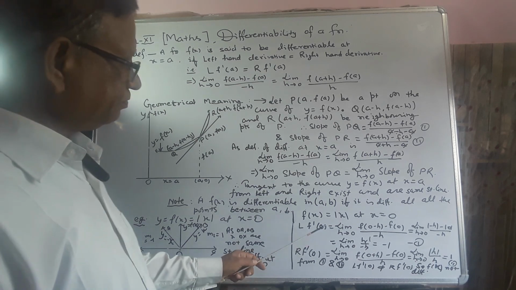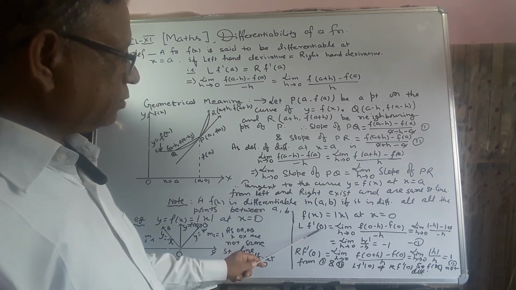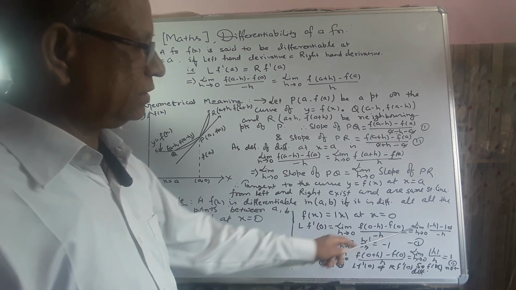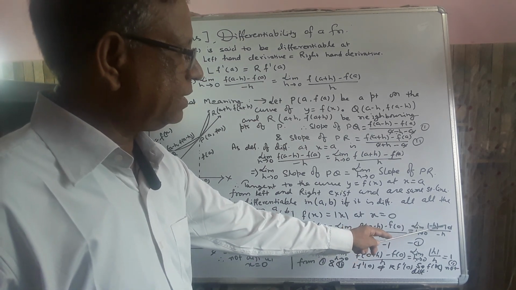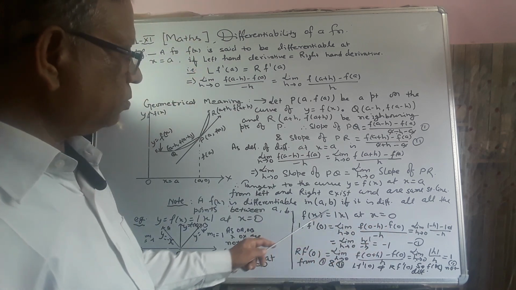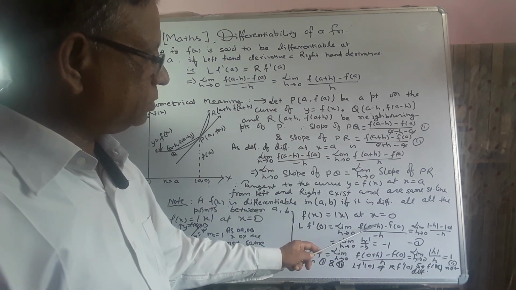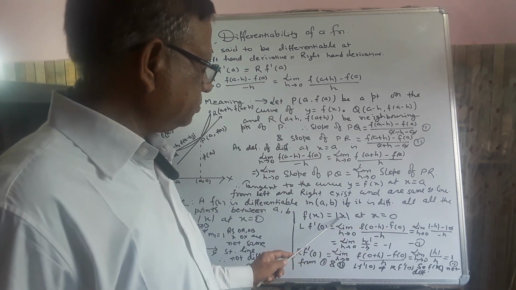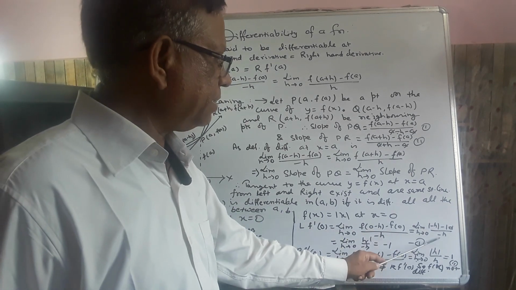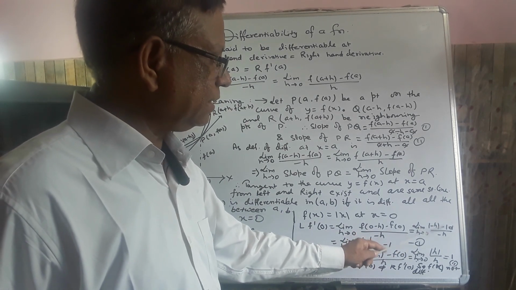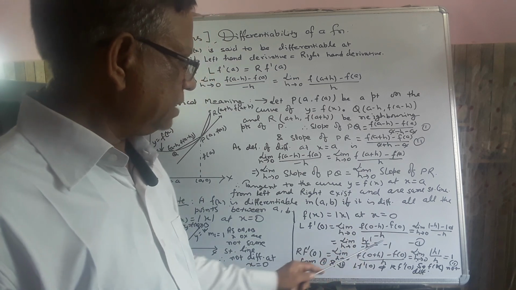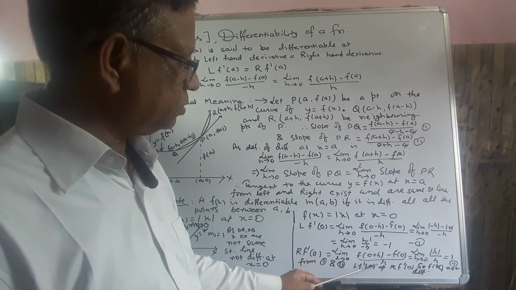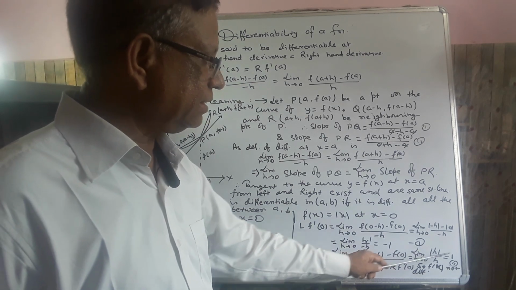Mathematically we can do it. Left derivative at 0: limit h tends to 0 of function of 0 minus h minus function of 0 by minus h, that is limit h tends to 0 of mod of minus h minus mod of 0, because it is given function of x is equal to mod x. So function of 0 minus h, that is function of minus h, is equal to mod of minus h, and function of 0 is equal to mod of 0, by minus h. Mod of minus h is h by minus h, it is minus 1. Similarly, right hand derivative: limit h tends to 0 of function of 0 plus h minus function of 0 by h becomes mod of h by h, cancel, it is 1.